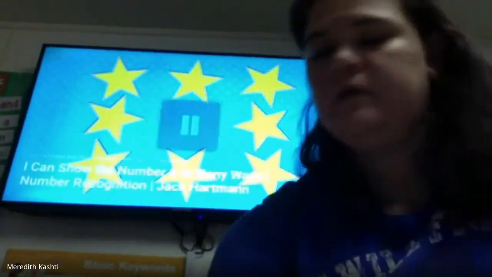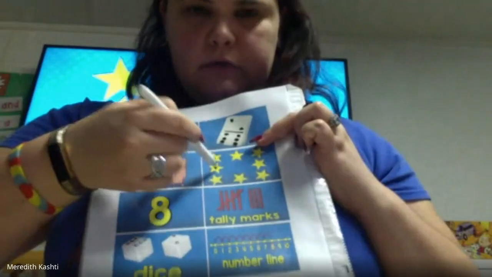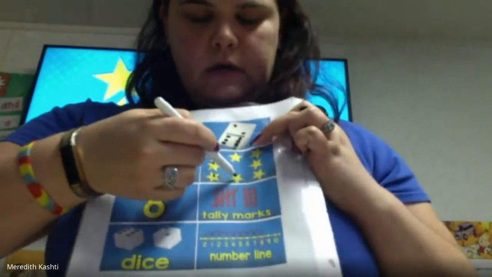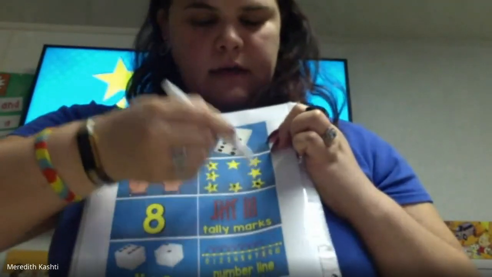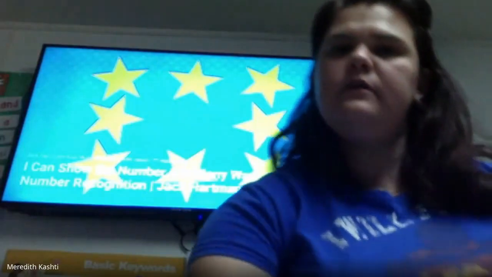Picture. So we have eight stars. So now we're going to count our eight stars again. So one, two, three, four, five, six, seven, eight. Eight stars. You guys are doing awesome.